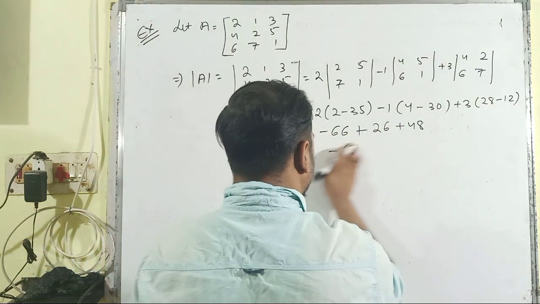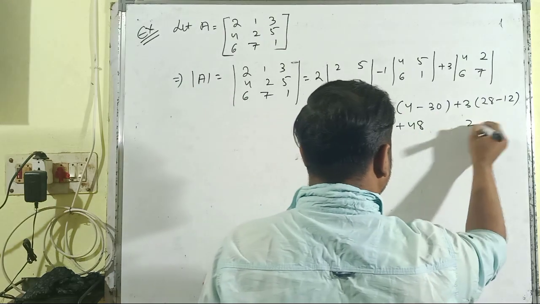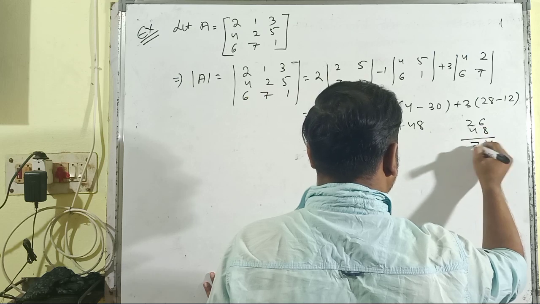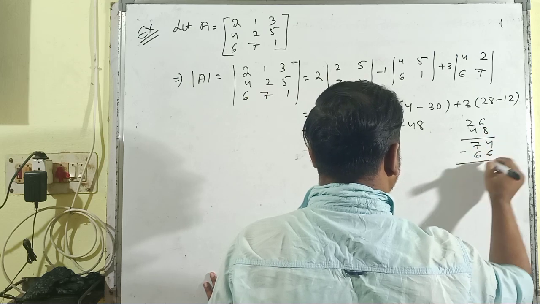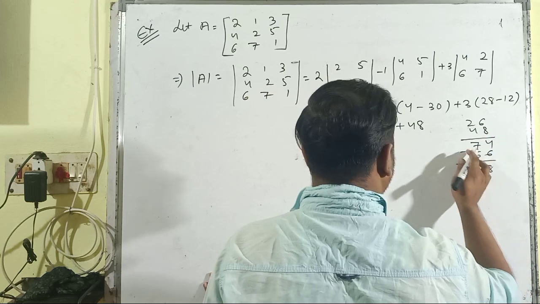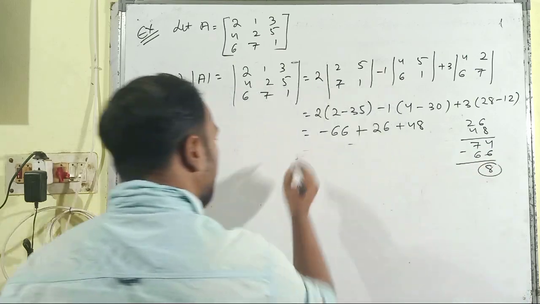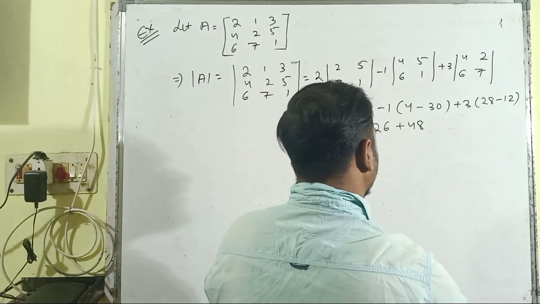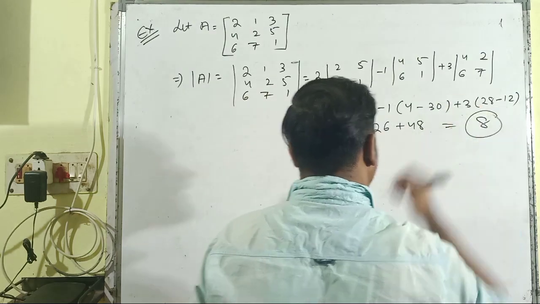So it is minus 66, plus 26, plus 48. That is the value 8. It gives us the value 8.